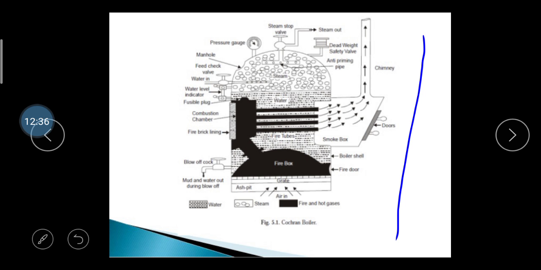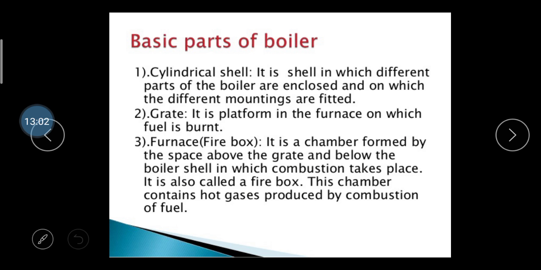Then after, this type of boiler is used in companies and factories wherever they have a production process. At that time they have to use this type of Cochrane boiler. It is very inexpensive and very useful for the production process. Then after, what are the basic parts of a boiler?